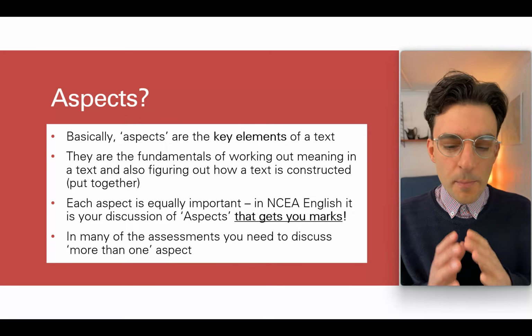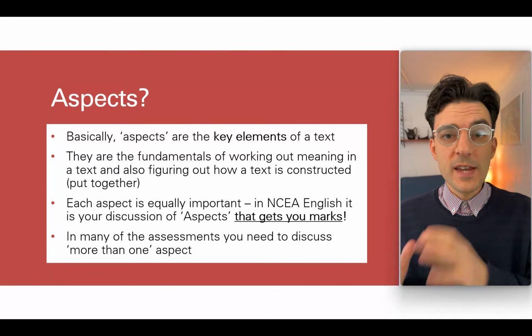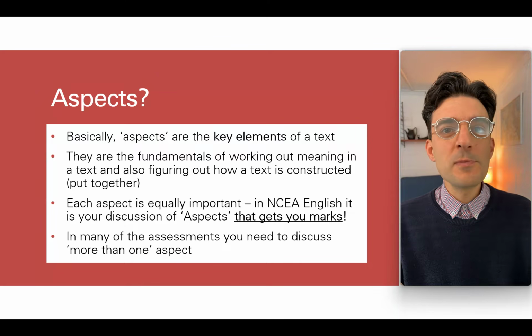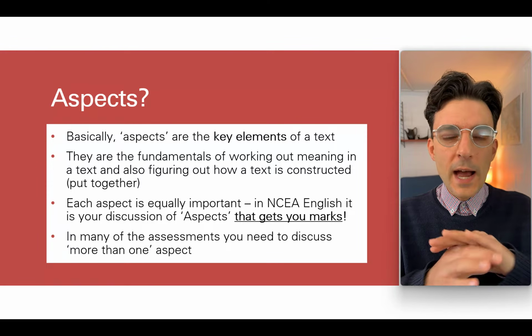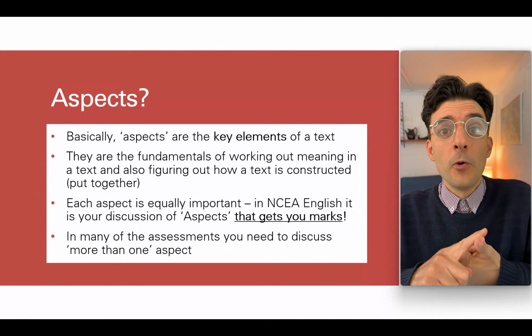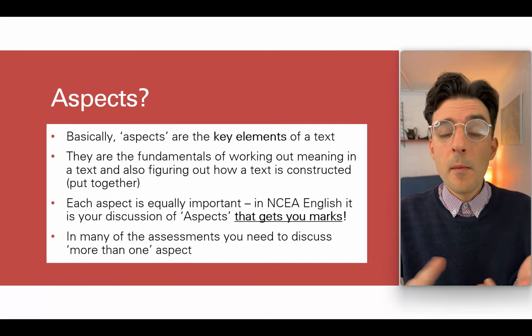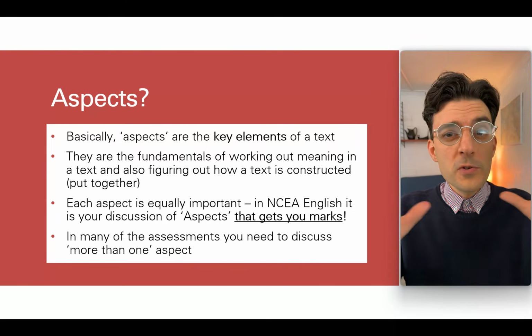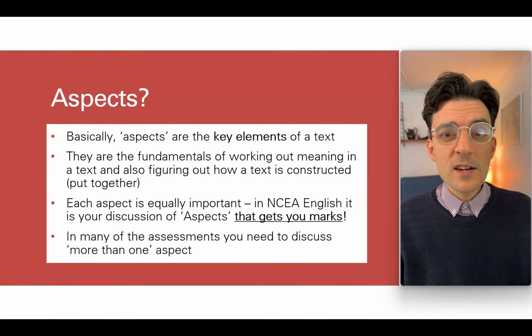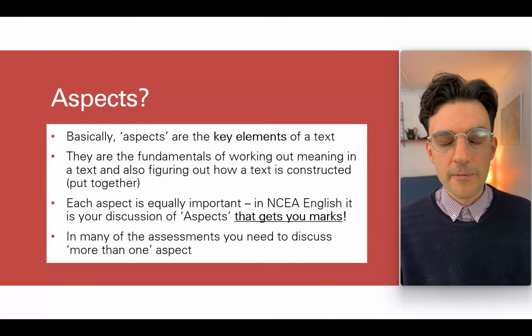Okay, so basically aspects are key elements of a text. Now let's just pause to explain what a text is briefly. A text is just whatever you are studying in English. If you're studying a novel, that's a text. A film, a text. Short story, text. Poem, text. All of those things are considered texts. It's just whatever you are studying. It's the generic word that's used to refer to it.